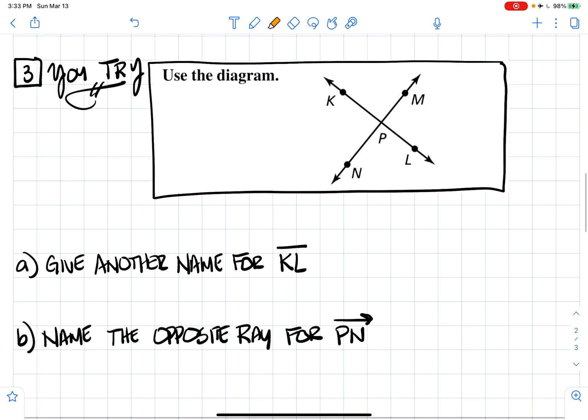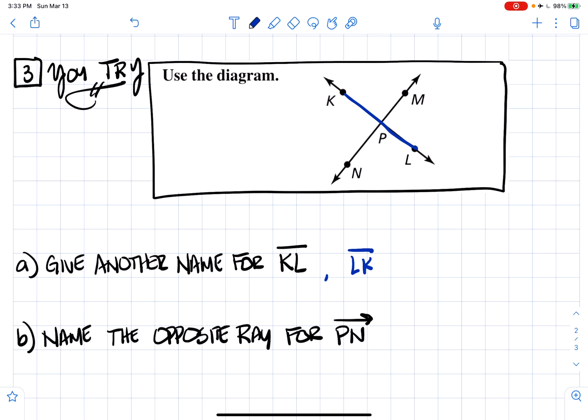Okay, box 3 is a you try. So go ahead and try this, and the video will pause and come up with A and B, and then I'll show you the answers when we're done. Okay, so part A, give another name for KL. So line segment KL could, of course, be line segment LK. That would work just fine.